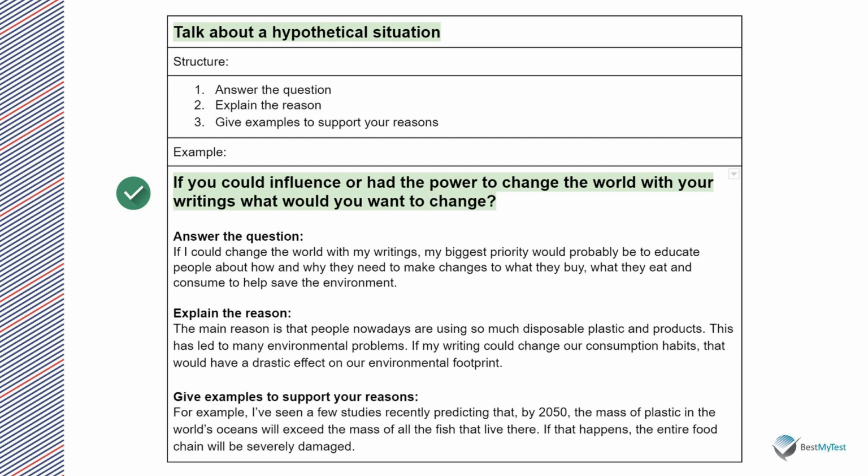For example, I've seen a few studies recently predicting that by 2050, the mass of plastic in the world's oceans will exceed the mass of all the fish that live there. If that happens, the entire food chain will be severely damaged.